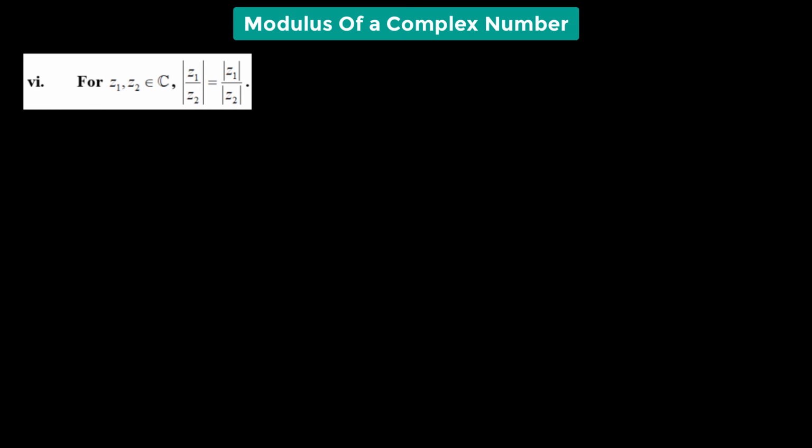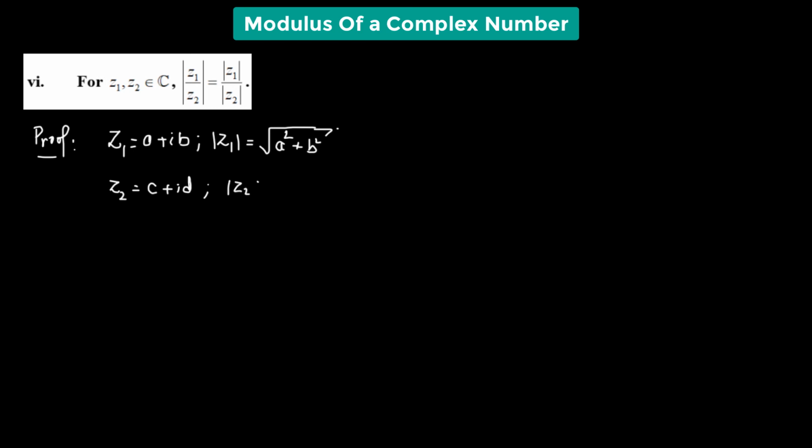So let us try to prove this using general complex numbers, meaning we'll assume z1 to be equal to a plus ib, and that gives us the absolute value of z1 to be equal to the square root of a squared plus b squared. Then we take another complex number z2, which is equal to c plus id, and that gives us the absolute value of z2 to be equal to the square root of c squared plus d squared.